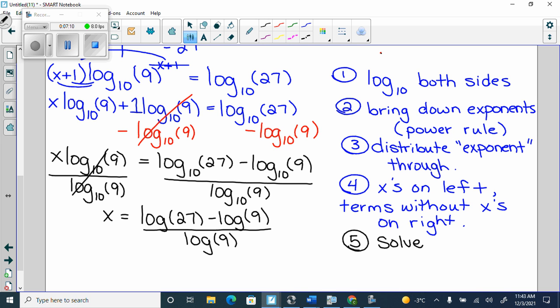And this one's an easy one to type in because you can just use the log button, like the plain old log button, the one that's 3 up from the on button. You can go log 27 minus log 9. You're going to get a decimal divided by log 9. So you don't have to use the log base button. You can just use your basic log button.